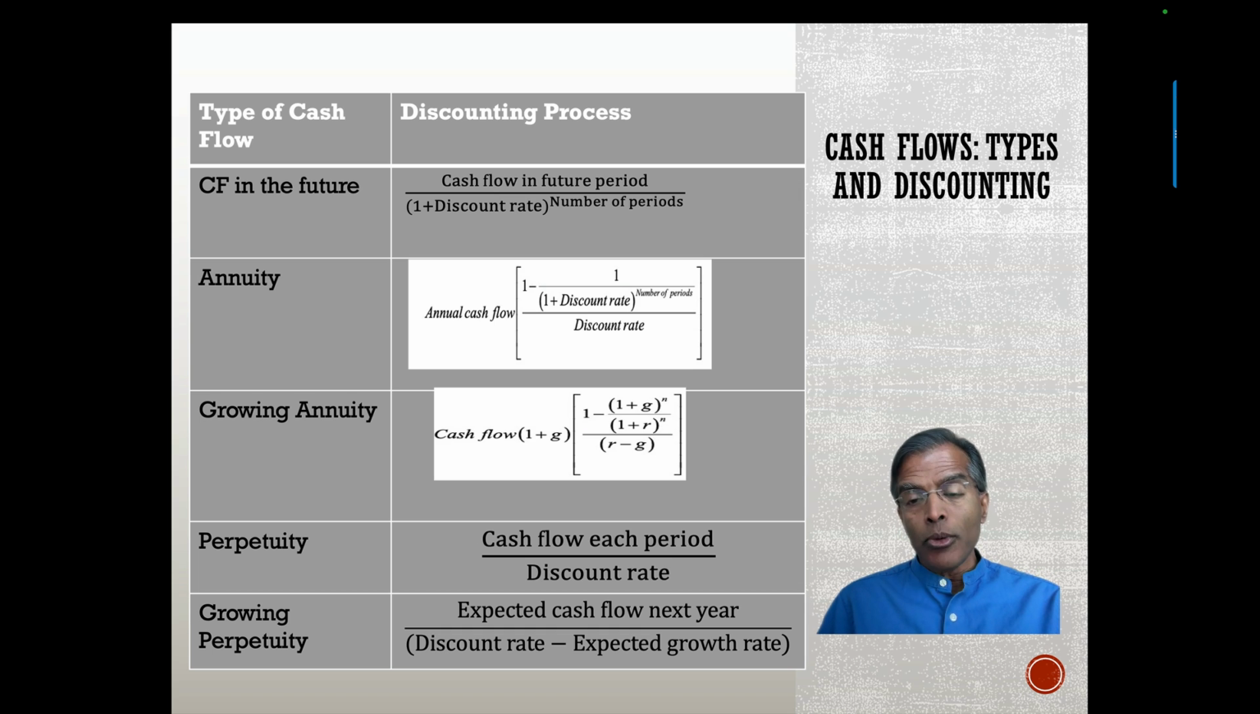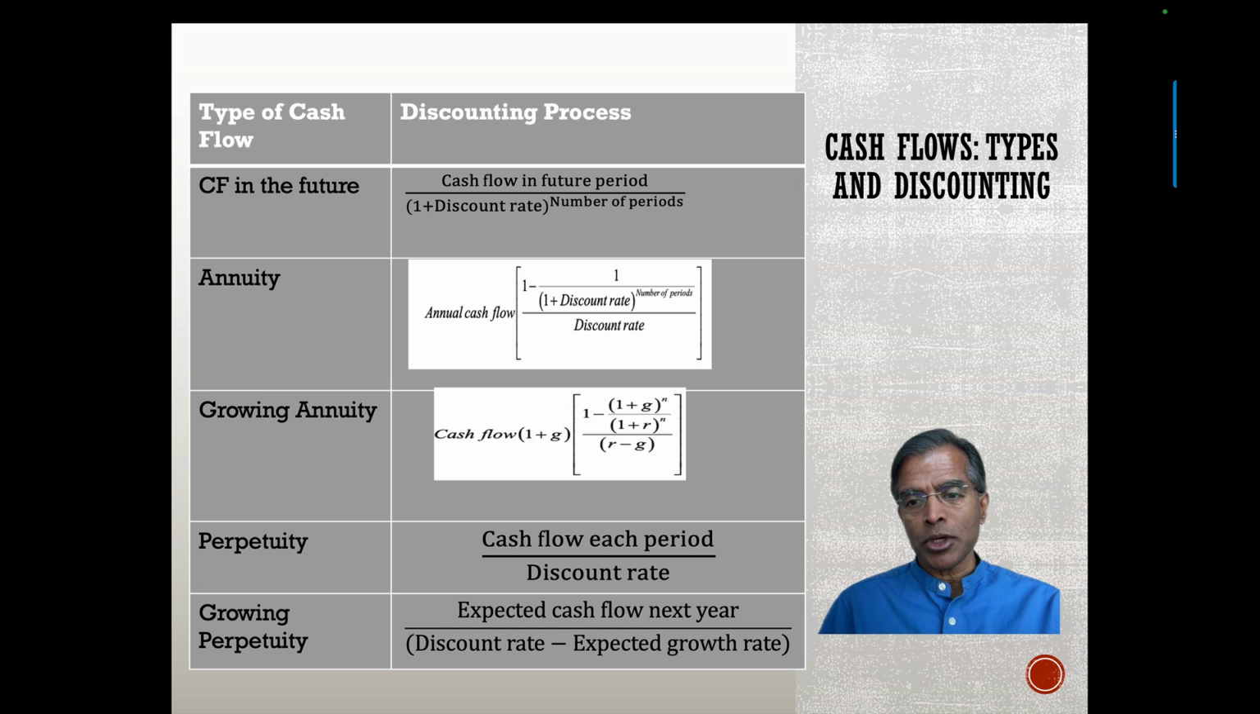You can also have a growing annuity. A growing annuity is a cash flow growing at a constant rate for a finite period. So let's suppose I told you I'll pay $1 million growing at 3% a year for the next 25 years. Again, you can compute the present value the long way. You can take each cash flow, discount it back to today, add them all up and come up with the present value. But there's a shortcut.